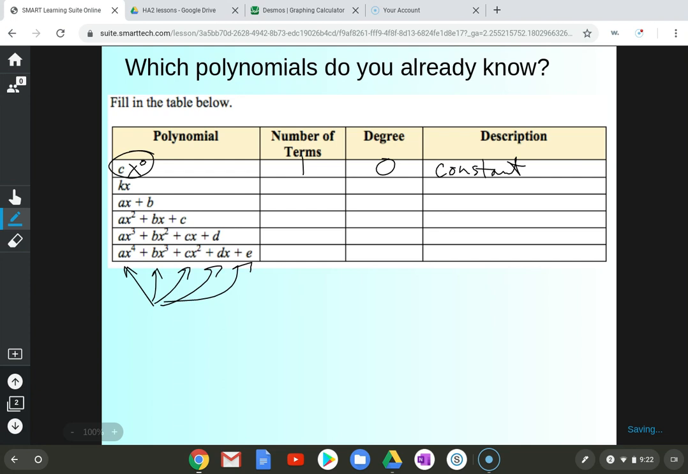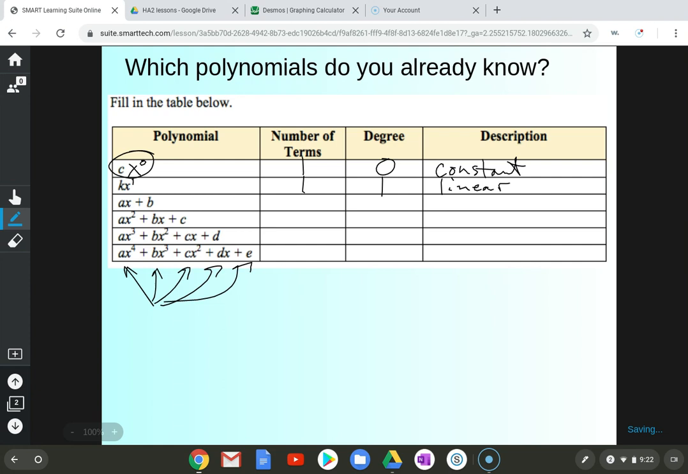Our next polynomial, which you might recognize, is linear. This first one was linear too, it's just that it's a horizontal line. This next one is linear. It has a constant slope of k, and even though you don't see an exponent, we all know there's an invisible 1 on this x. So the number of terms is 1, the degree is 1, and this function is linear.